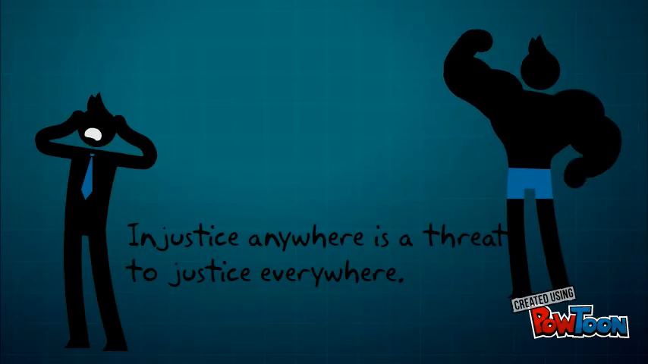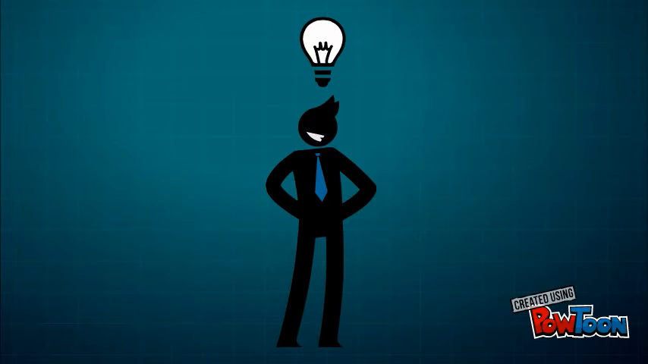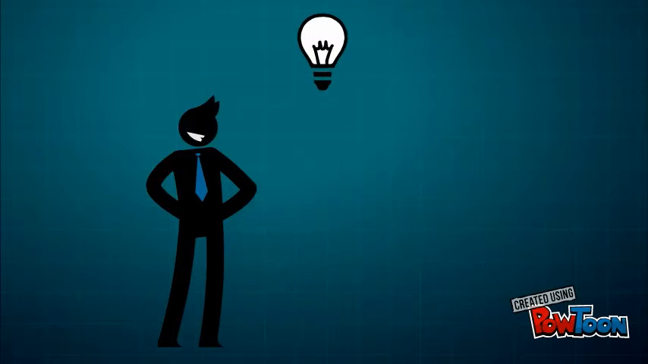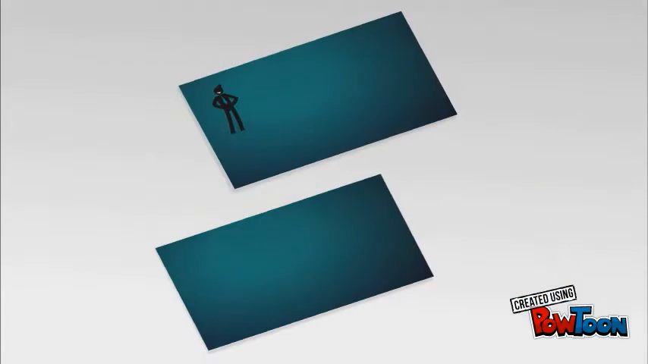This is used because the word justice is used twice in the sentence. My second quote is, we write quickly and you will never write well and you will soon write quickly. This is an example of parallelism because the words well, write, and quickly are all used twice.